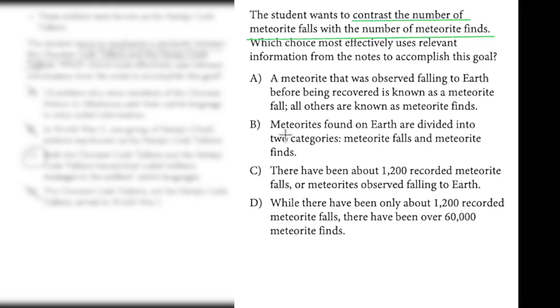That's not talking about the number. Meteorites found on Earth are divided into two categories. Nope. There have been about 1,200 recorded meteorite falls. Nope. Because it's not mentioning the finds, only the falls. While there have been 1,200 falls, there have been over 60. Yeah, so that's the only one.